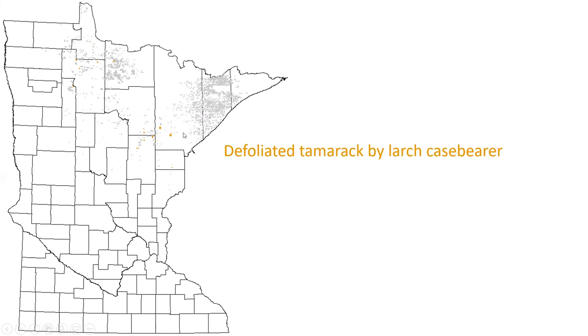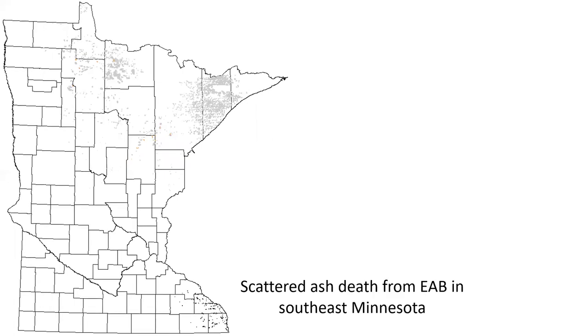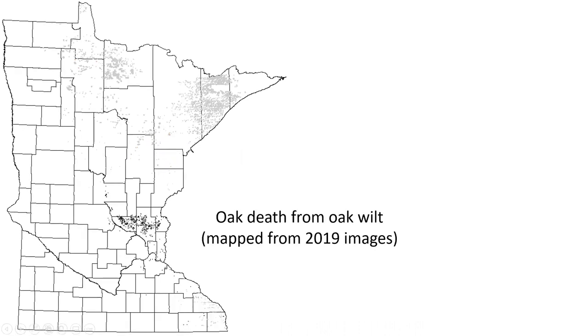Ever since 2001, we've been mapping damage from larch casebearer, which is a non-native defoliator of tamarack, possibly predisposing it to attack by the eastern larch beetle, the bark beetle that I showed you before, down here in southeastern Minnesota. Now, this is accumulated acres that we've mapped. We've mapped it in aerial survey now in three different years, 2016, 18, and 21, and we're up to like 10,000 acres of forest with visible scattered ash death from emerald ash borer.